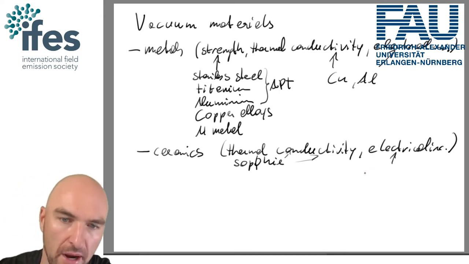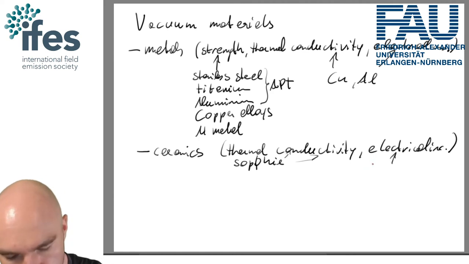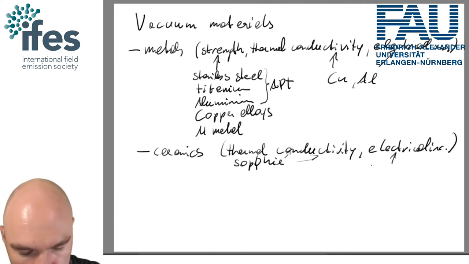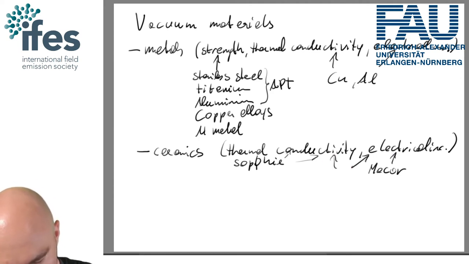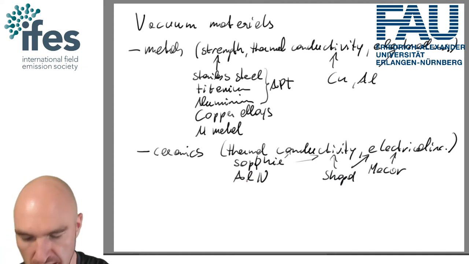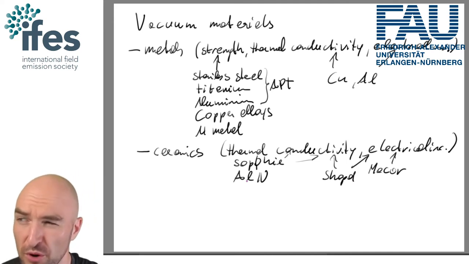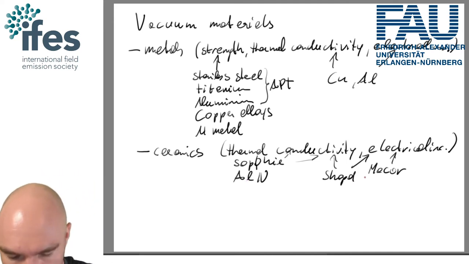we can use compound machinable ceramics, and this would be things like Macor. And if we want to have machinability and thermal conductivity, here we can use sapphire or aluminium nitride, and there's something called Shapal, which is essentially aluminium nitride with boron oxide. I don't know off the top of my head right now. That's machinable.